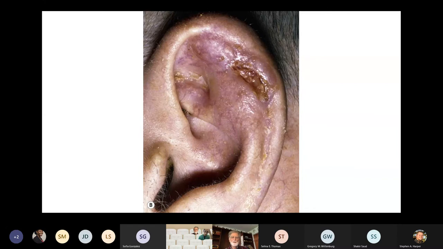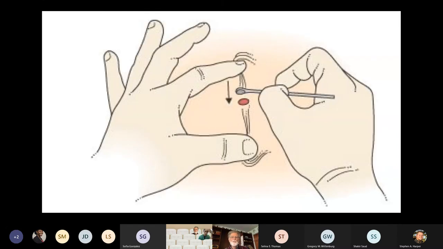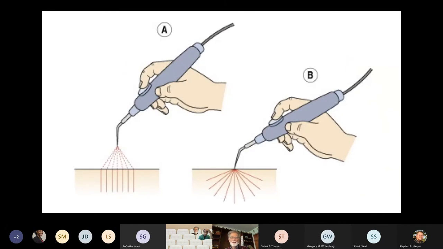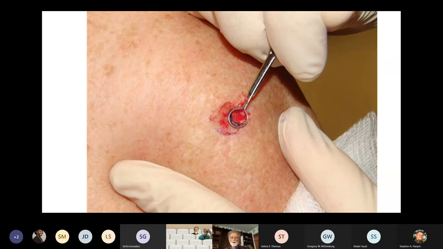But if it's on the back and it's nodular, you can pick up your open ring curette, and after you put in some lidocaine, you just scrape the heck out of it. And then you're going to burn the base of it. So this is what you're going to do. You're going to do that for 3 cycles.